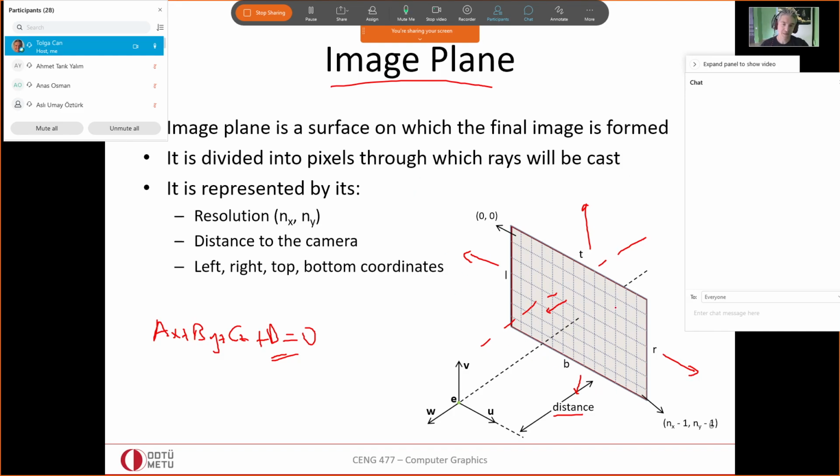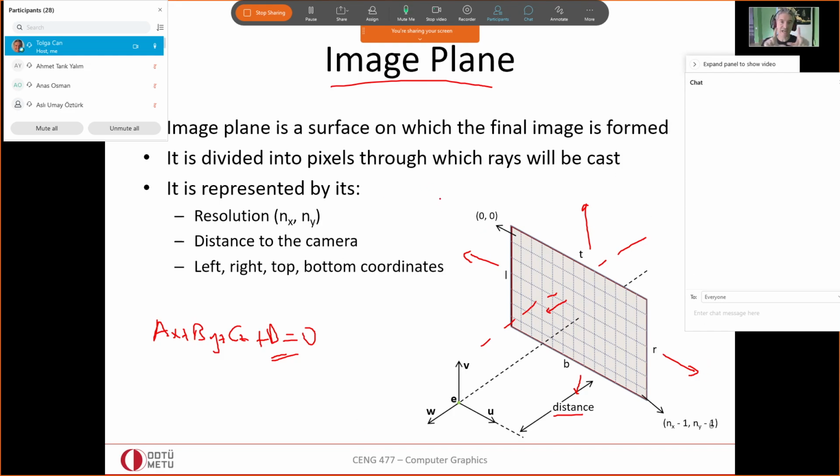I mean, sometimes by mistake we can just say this is the image plane. All right, so that's okay. But there are four parameters. I mean, this L, R, B, and T are really important parameters. They determine the size of the plane in the world coordinate system.